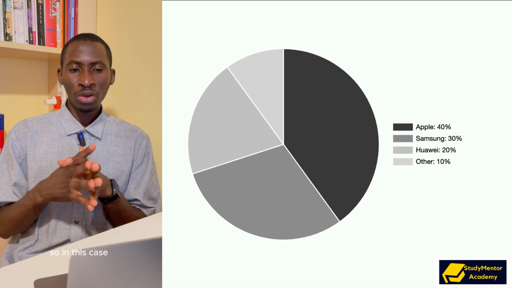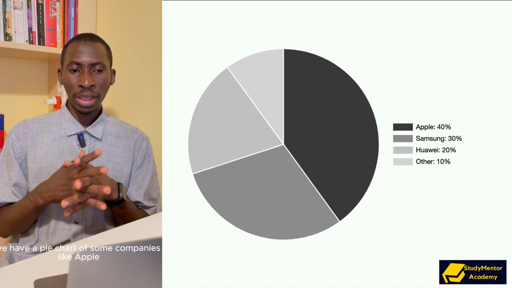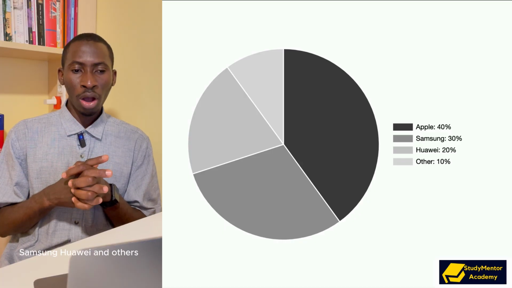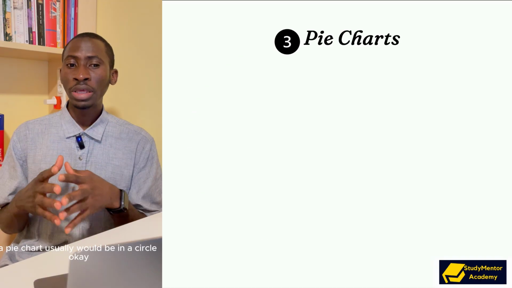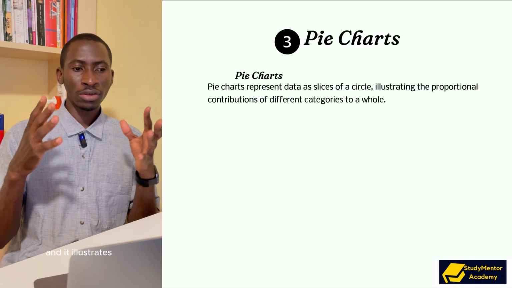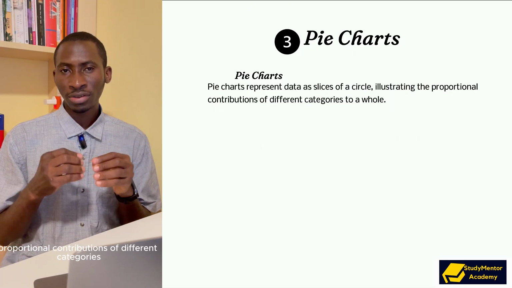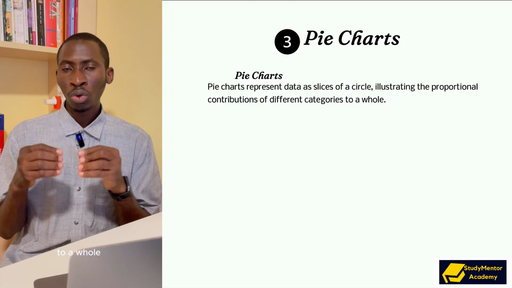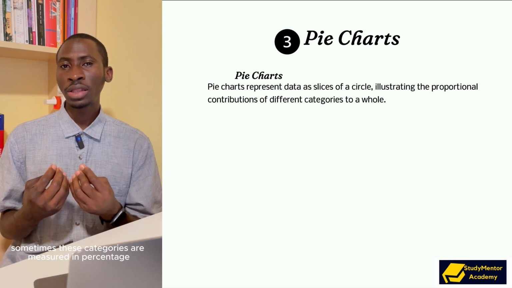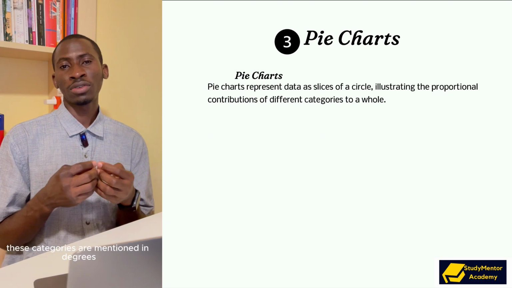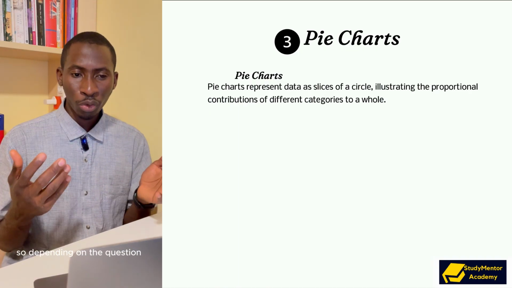So in this case, we have a pie chart of some companies like Apple, Samsung, Huawei, and others. A pie chart usually would be in a circle, okay? And it illustrates proportional contributions of different categories to a whole. Sometimes these categories are measured in percentage, and sometimes these categories are mentioned in degrees. So depending on the question.